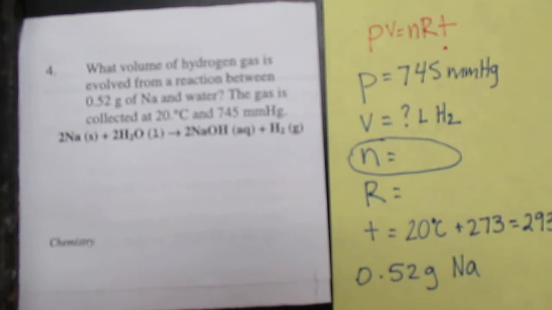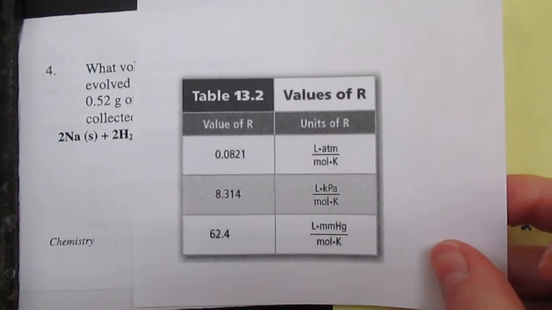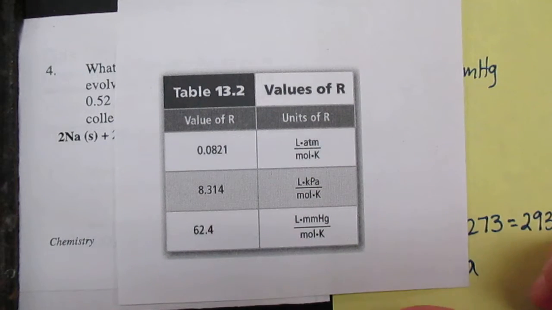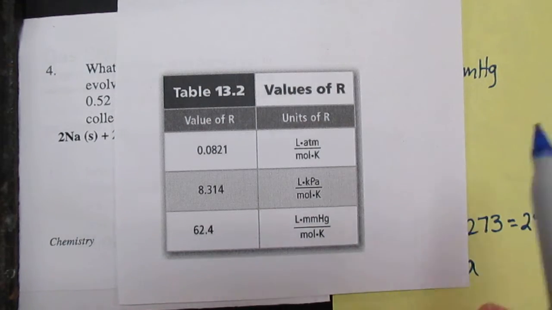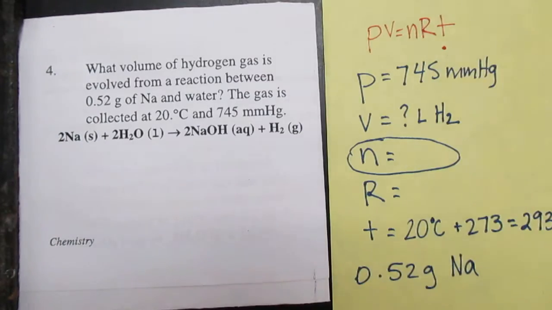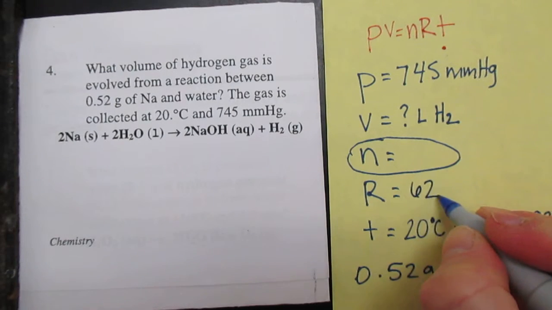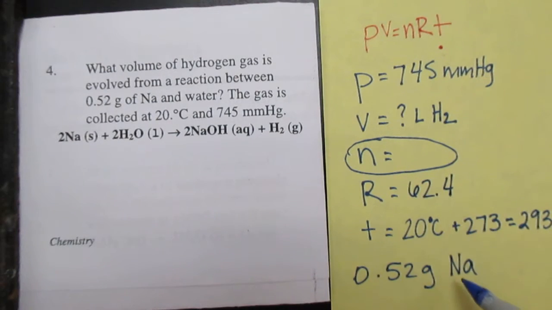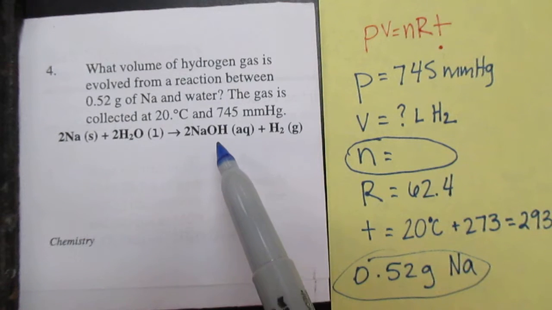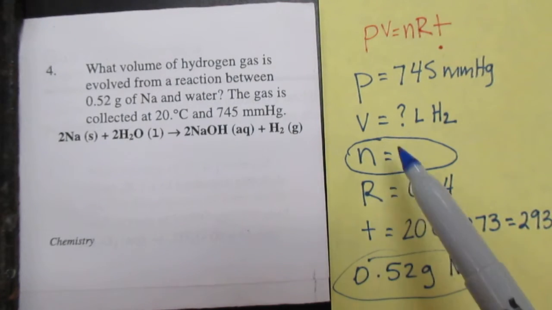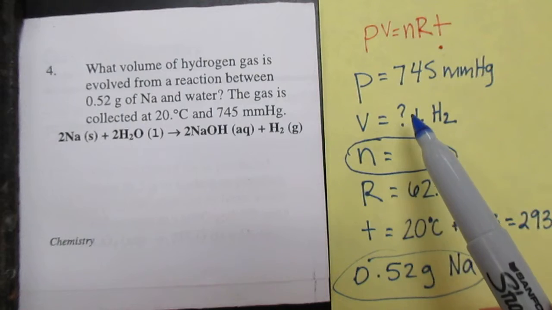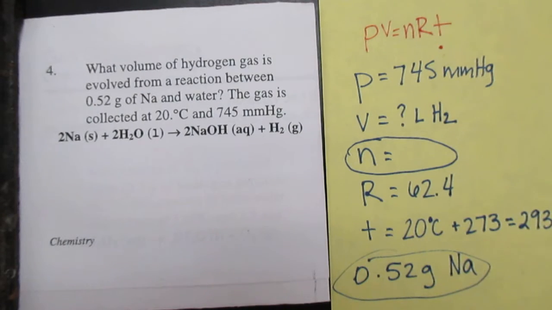Now, if you want to figure out R, the value depends. R is the constant. I have this chart printed out. Yours is in your book, or else you can use the one that you printed out. This one says millimeters of mercury, so you're going to want to be using this value at the bottom, 62.4. So I'm going to convert this to hydrogen, because that's what my question is asking me about, and then put that in for n, and then I'll be able to solve for V using PV equals nRT.